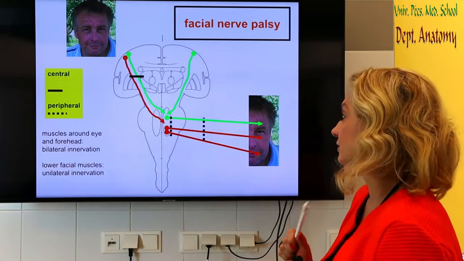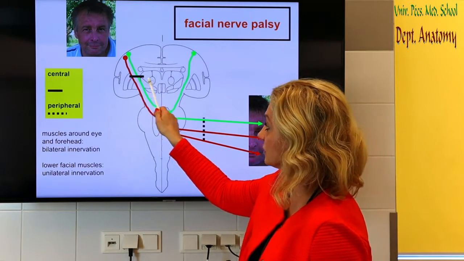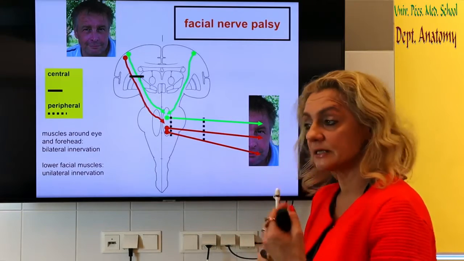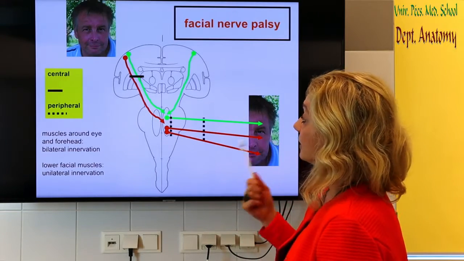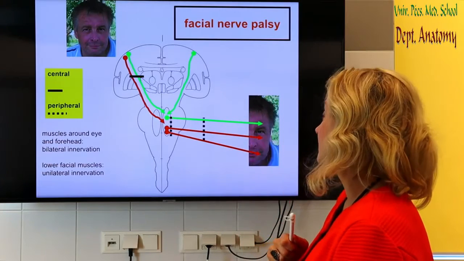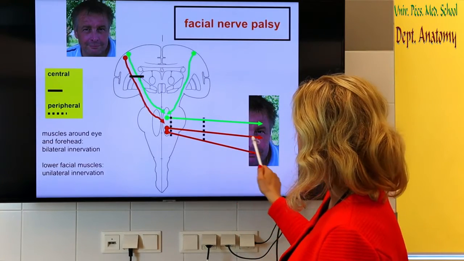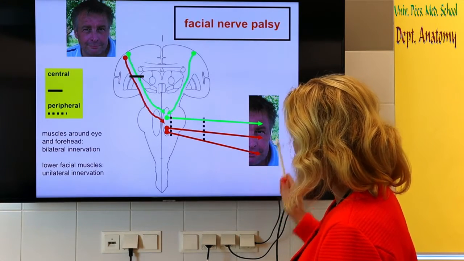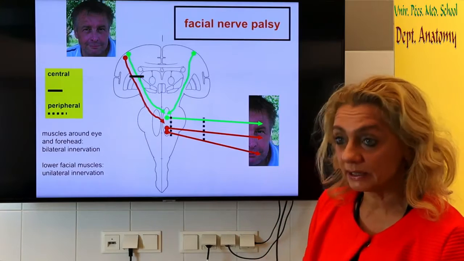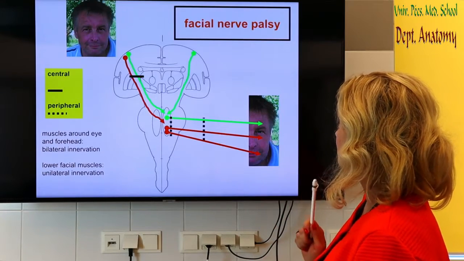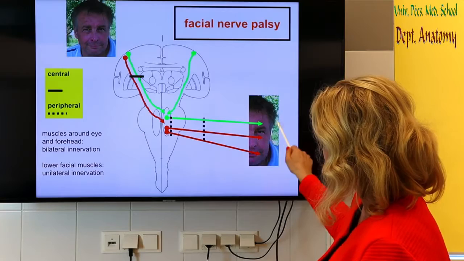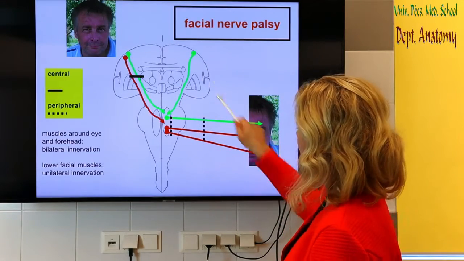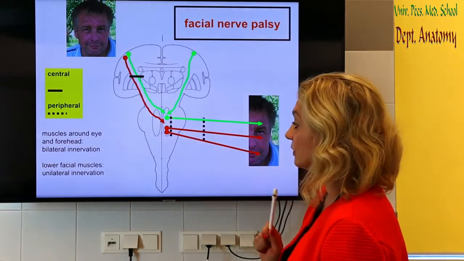Why is this clinically very important? If we have a central lesion here, for example, in the internal capsule, descending fibers of the corticonuclear tract are lesioned, then you can see that only the muscles around the mouth and the lower eyelid will be paralyzed, because the muscles of the forehead and eye get bilateral innervation, so this part of the nucleus still has an innervation.